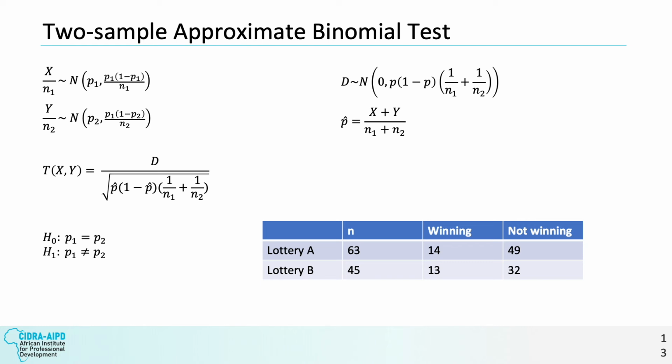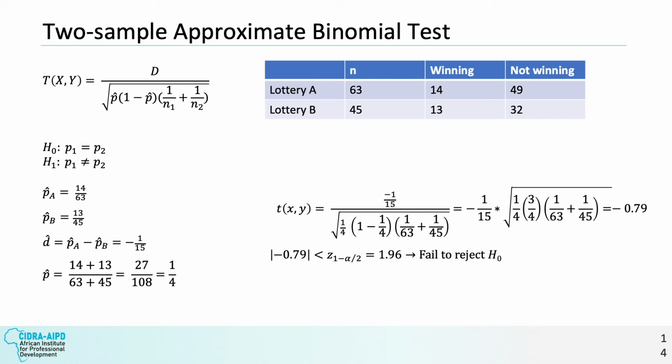As with the one sample test, the approximate test with two samples is appropriate if n is large and p is neither too small nor too large. For example, let's consider two competing lotteries. Both lotteries claim that every fourth ticket sold will win. Are the probabilities of winning each lottery actually the same?